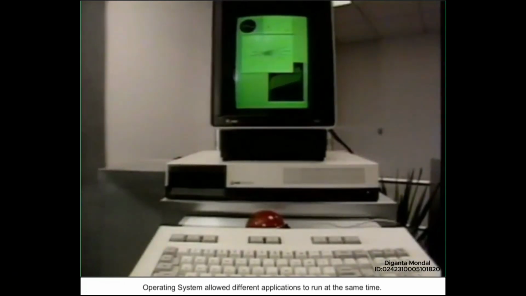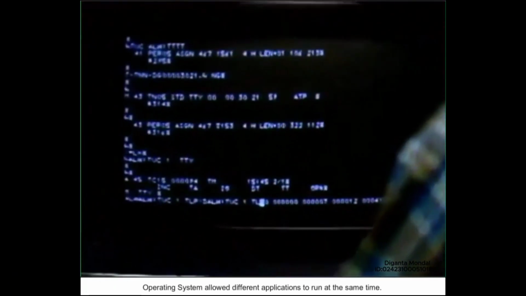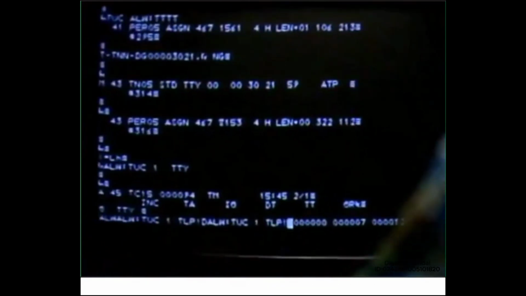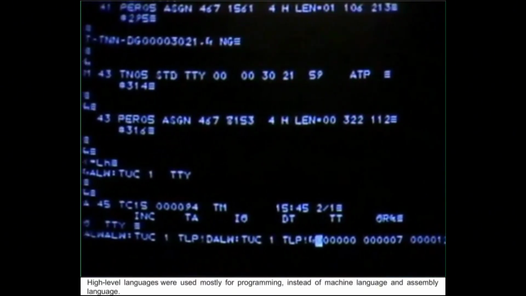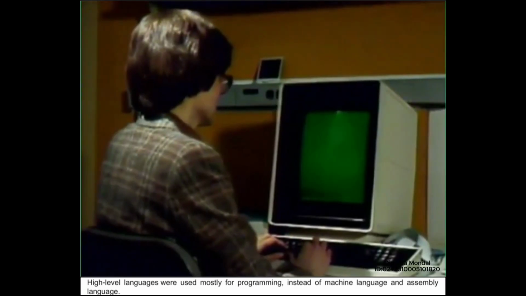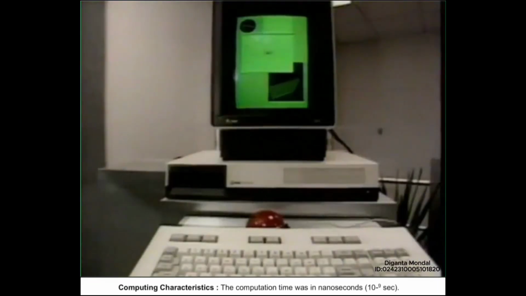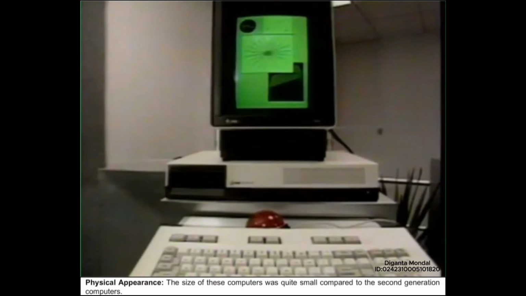Operating systems allowed different applications to run at the same time. High-level languages were mostly used for programming instead of machine language and assembly language. Computer characteristic: the computation time was in nanoseconds. Physical appearance: the size of these computers was quite small compared to the second generation computers.